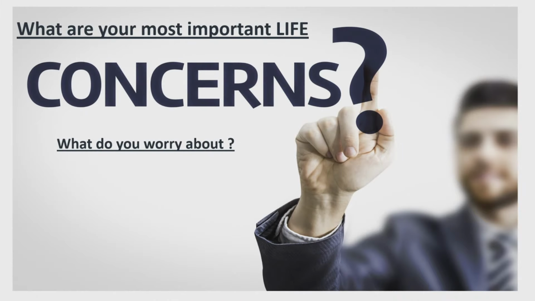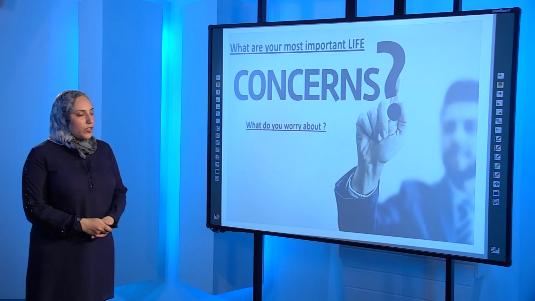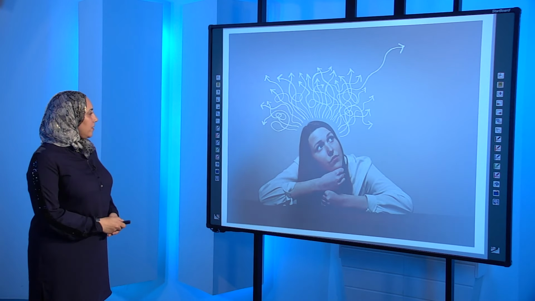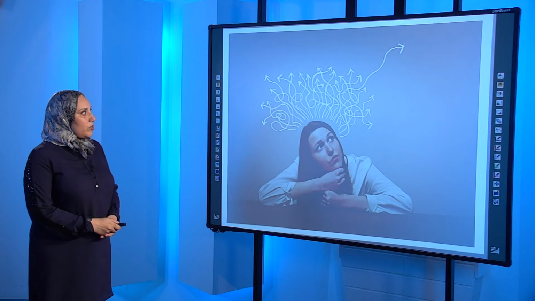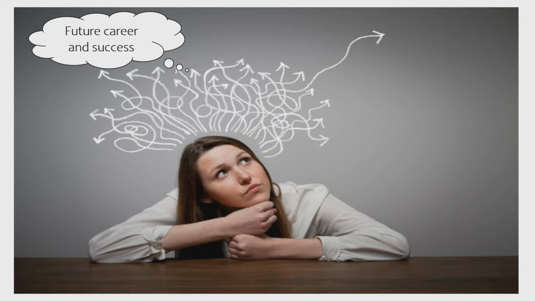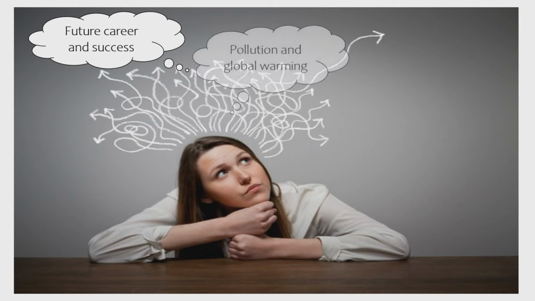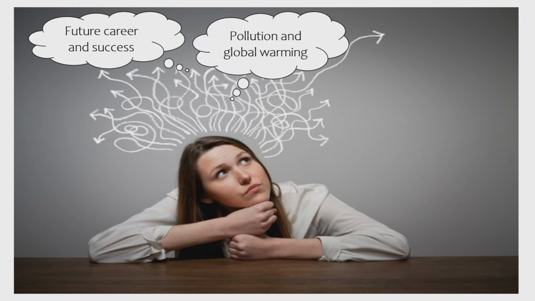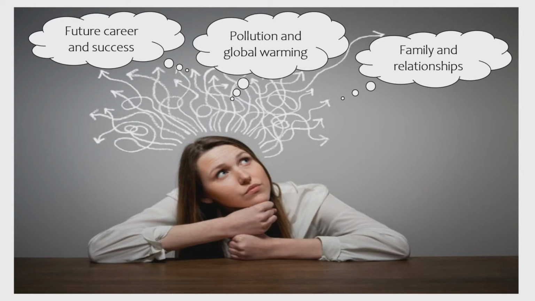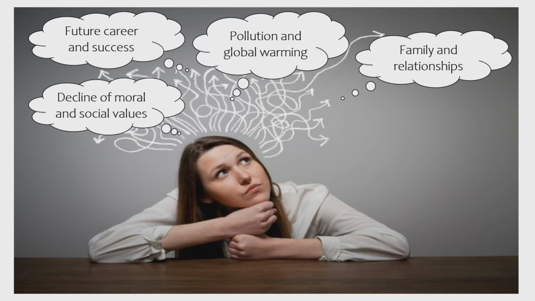What about you now? What are your most important life concerns? What do you worry about? When asked these questions, my students had the following answers. Some of them expressed that they are concerned about their future career and success. Others said they worry about pollution and global warming. Other students said that they are concerned about their family and their relationships. Some of them also said that they are worried about the decline of moral and social values.